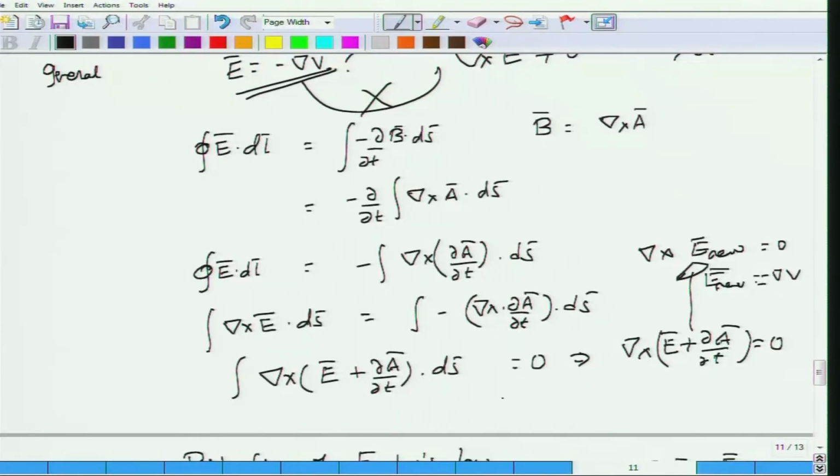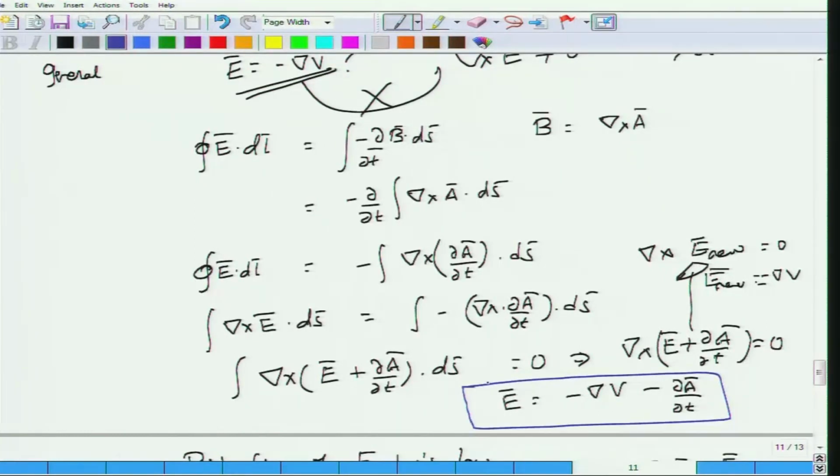Thus you can actually rewrite the electric field as minus gradient of V minus del A by del t, and this will be the general expression for the electric field, having a spatial dependent form only when the time variations are 0, and the time variation included. Okay. So this is the expression for electric field in the most general case.